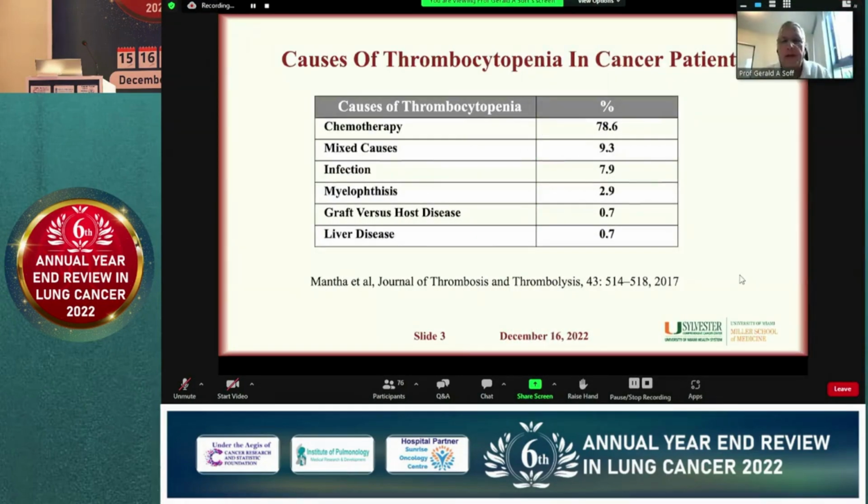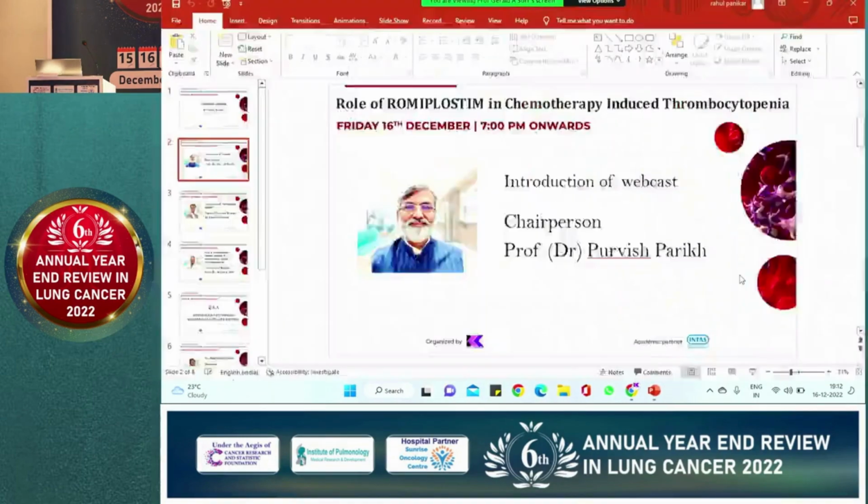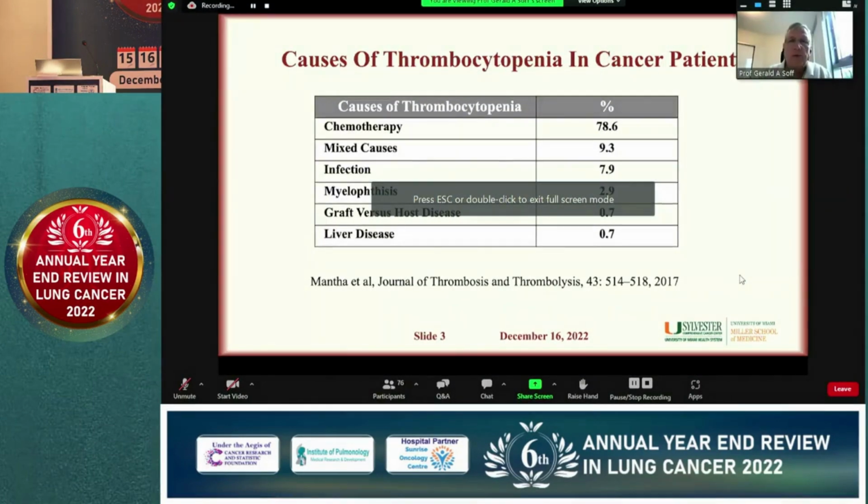So thrombocytopenia, as we all know, is very common in cancer patients. This was from a paper about 5 years ago now, and we looked at the causes of thrombocytopenia. I would say this is for people who have thrombocytopenia for more than 1 week, not a given day we're concerned about. But by far the most common cause is chemotherapy. Mixed causes is typically chemotherapy and something else, like infection, sepsis, or other drug reactions.